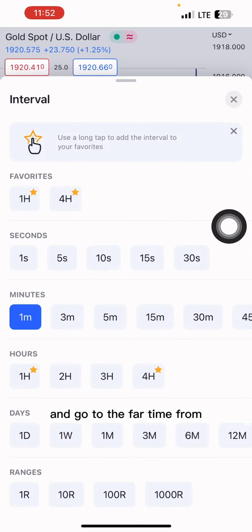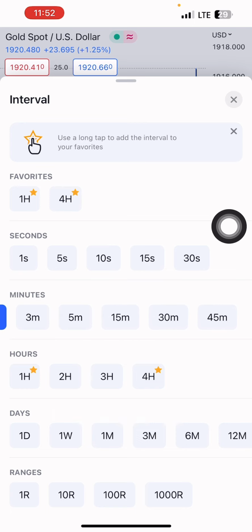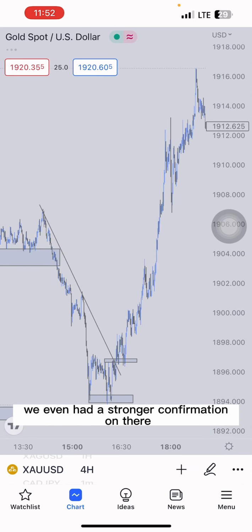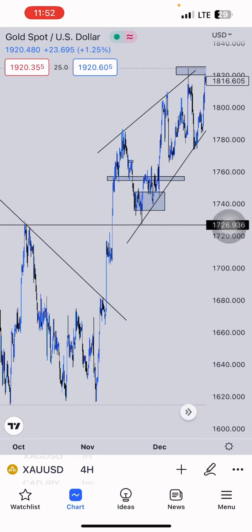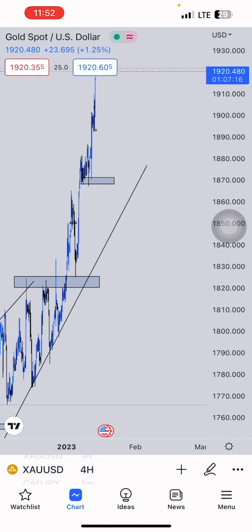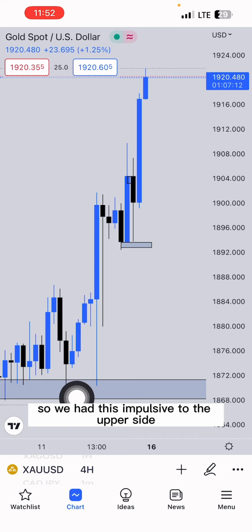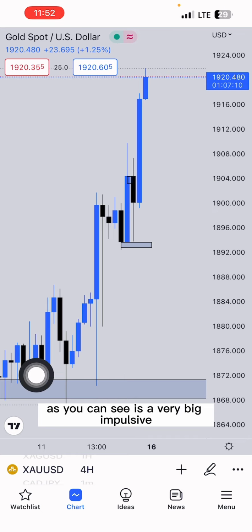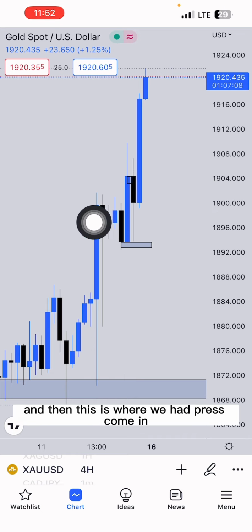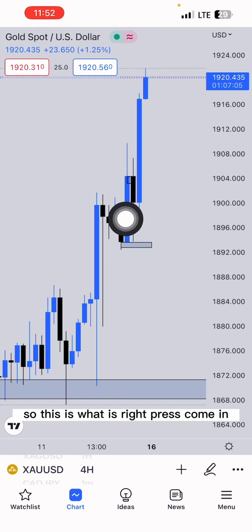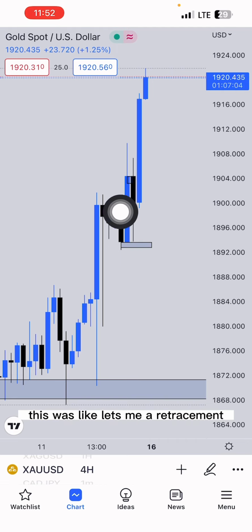Even if I change my time frame and go to the 4-hour time frame, you're going to see that we had an even stronger confirmation. So this is what we have. If I zoom in, guys, you can see we had this impulsive move to the upper side. This is a very big impulsive move, and then this is where we had price come in. This was, let's say, a mere retracement.